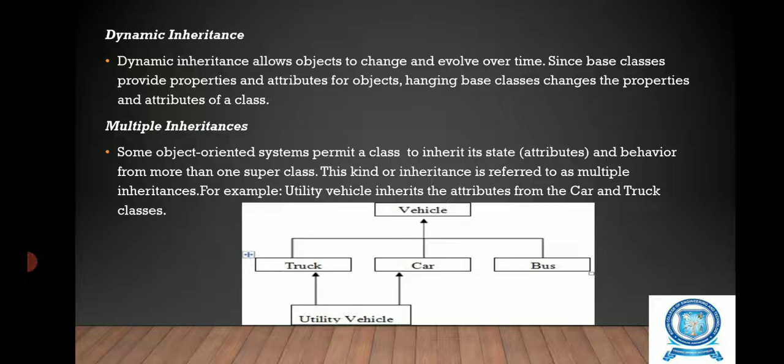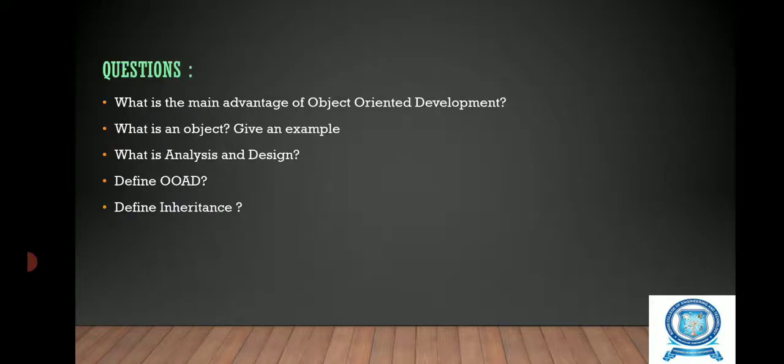Considering multiple inheritance, some object-oriented systems permit a class to inherit its states, attributes and behavior from more than one superclass. This kind of inheritance is referred to as multiple inheritance. For example, a utility vehicle inherits the attributes from the car and truck classes. This is a diagram which represents this. A vehicle may be of different types, a truck, a car or a bus, and in this case truck and car can be identified as utility vehicle.